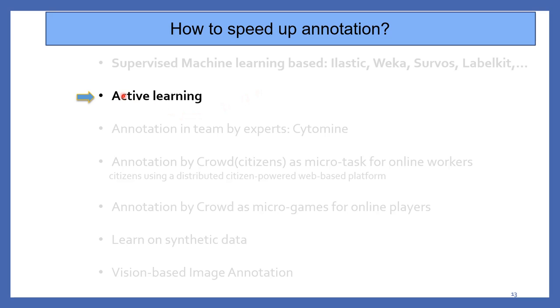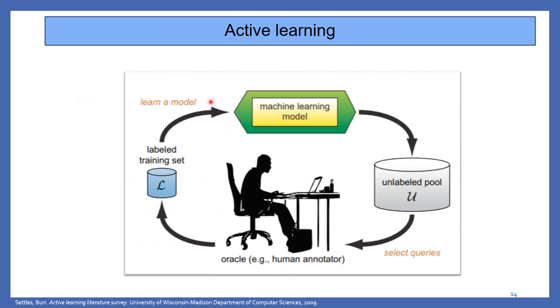The second method for speeding up image annotation is active learning. In this strategy, the human is in the loop of the model. We have a bunch of unlabeled data. The algorithm inspects the unlabeled data and then requests which data should be annotated. Then the experts annotate those data and send them back to the machine.